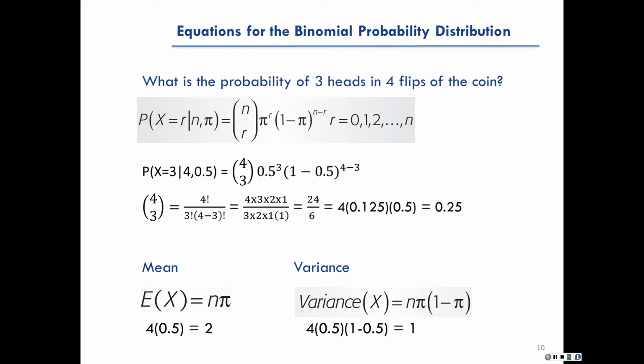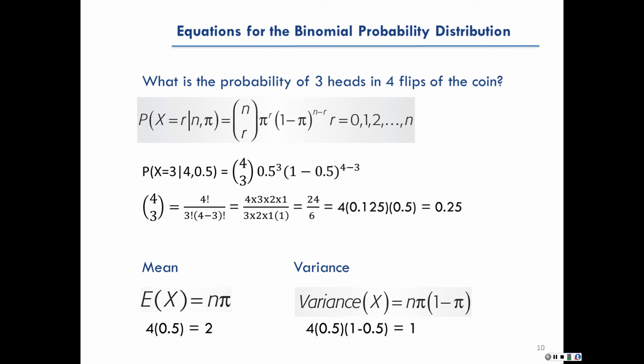So how would we calculate that? 4 over 3 equals 4 factorial divided by 3 factorial multiplied by 4 minus 3 factorial. You multiply that out, you get 24 over 6, which is equal to 4. Pi to the power of r, or 0.5 to the power of 3, is 0.125, and then again 1 minus 0.5 to the power of 4 minus 3 is just equal to 0.5. So you multiply that out, and the result is 0.25. So the probability of 3 heads in 4 flips of the coin is 0.25.